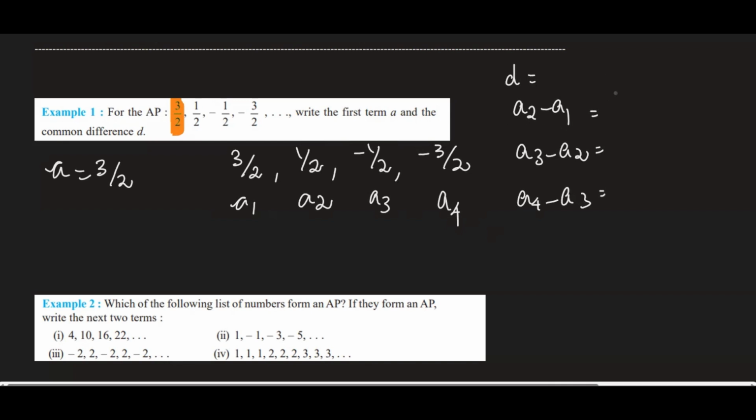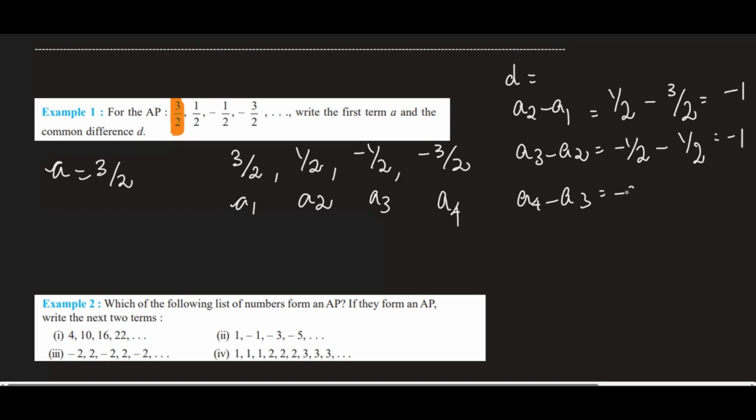So what is A2 here? So A2 is half. So half minus 3 over 2 will be minus 1, I guess, correct? Yep, minus 1. Then A3. So A3 is minus 1 over 2 minus A2. So A2 is 1 by 2, which is equal to minus 2 over 2, which is also minus 1. Okay, then again A4 minus A3.